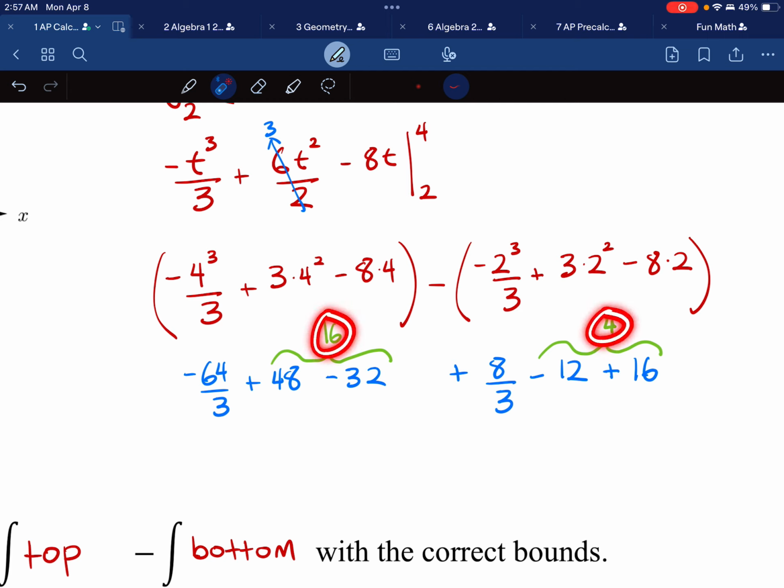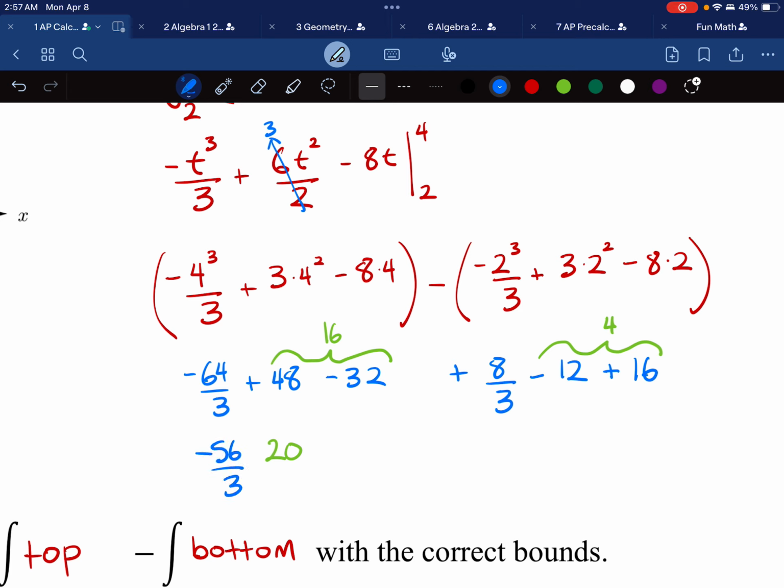The 16 and a 4 add up to a 20. Let's go ahead and just write the 20 out right now. So 20. And then what about the divided by 3, the fractions? Well, they're like denominators, so I can just add the negative 64 and the 8 to negative 56. So it's negative 56/3 plus 20. I mean, that's the right answer.